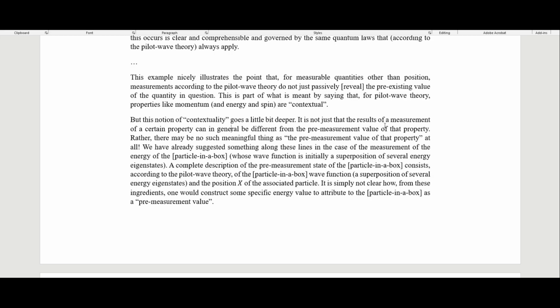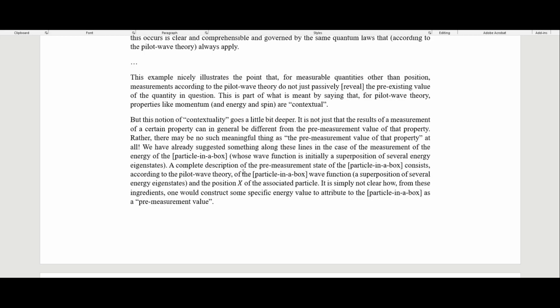It is not just that the results of a measurement of a certain property can in general be different from the pre-measurement value of that property. Rather, there may be no such meaningful thing as the pre-measurement value of that property at all. We have already suggested something along these lines in the case of the measurement of the energy of the particle in a box whose wave function is initially a superposition of several energy eigenstates.